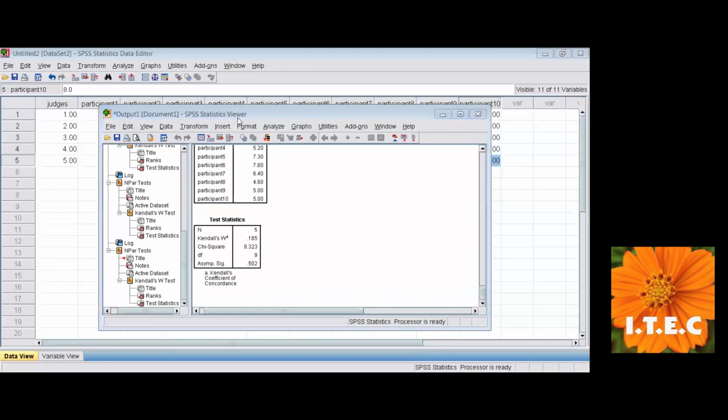So this is how you have to do it. Prashant, John, you cannot find out the relationship. You have to find out the agreement amongst the raters, amongst the judges. Relationship is between two variables. So here I am not trying to find out the relationship.